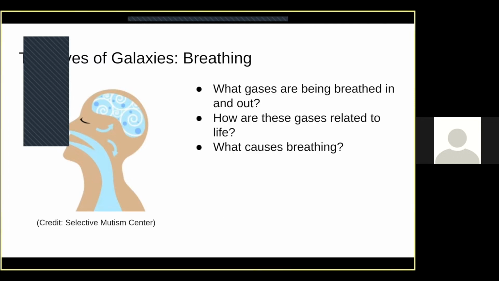So you could imagine if you were a biologist, you might have some questions about breathing that you could ask. So what gases does a human breathe in and out? You know, oxygen, nitrogen, carbon dioxide. How are those gases related to life? In this case, our cells need oxygen, so we need to bring that oxygen in. What causes that breathing? In the case of humans, it's our diaphragm.